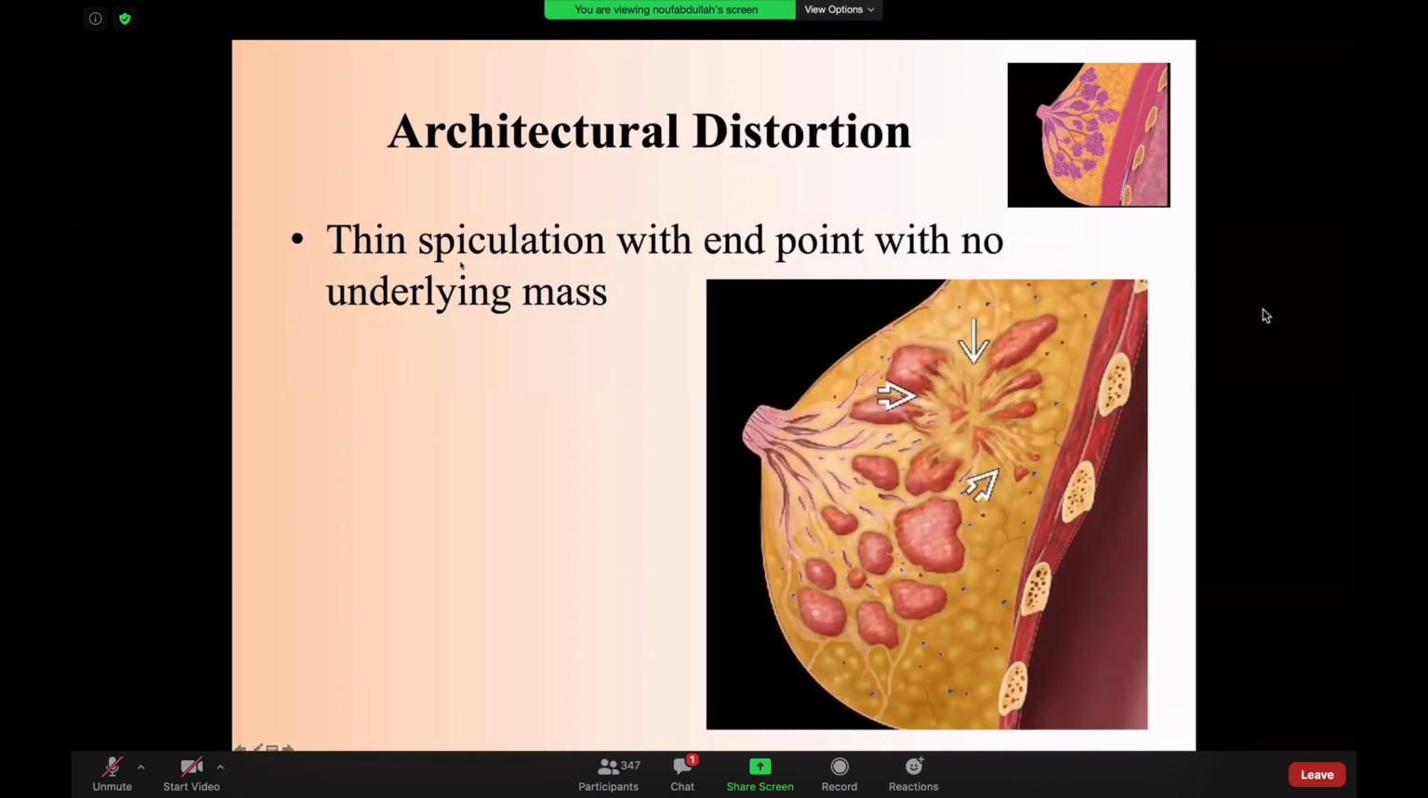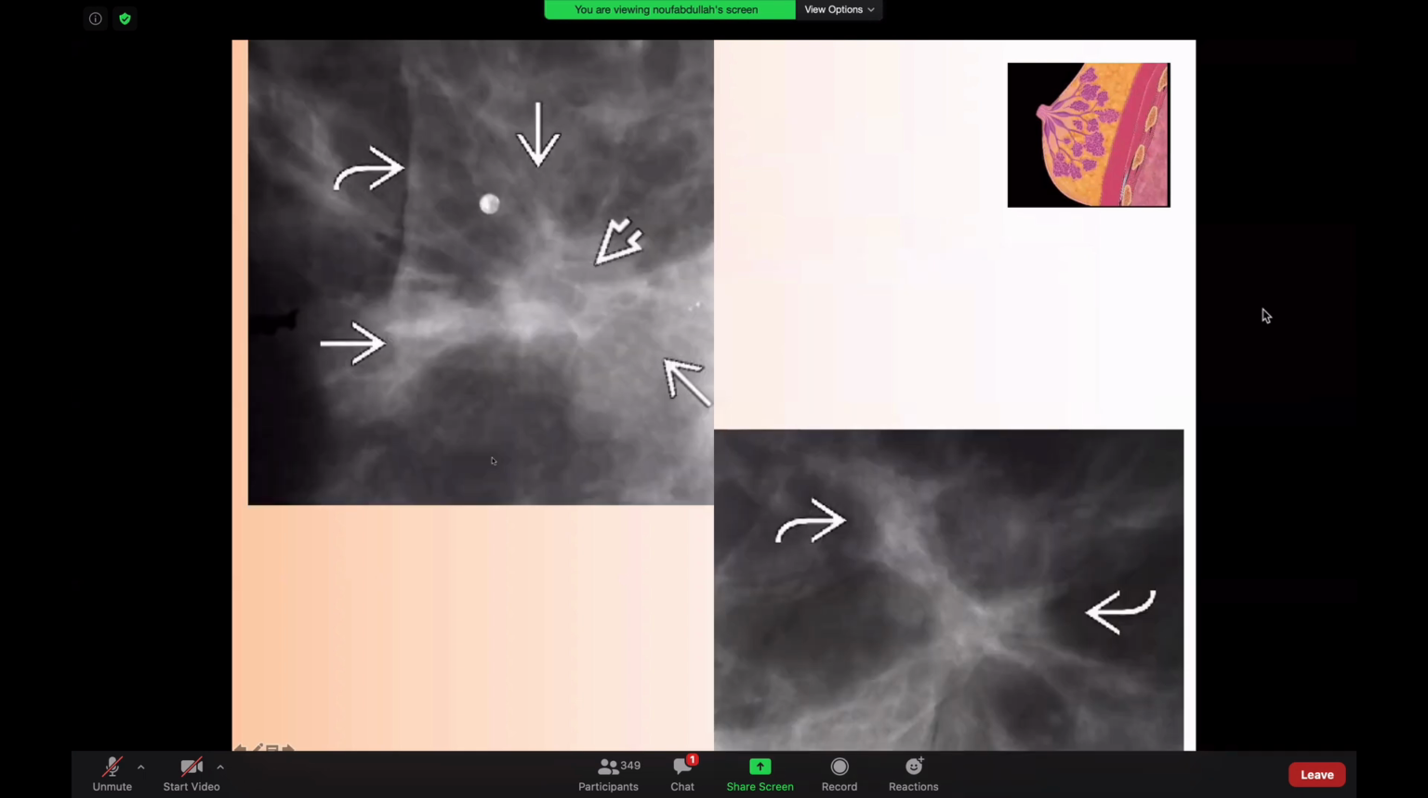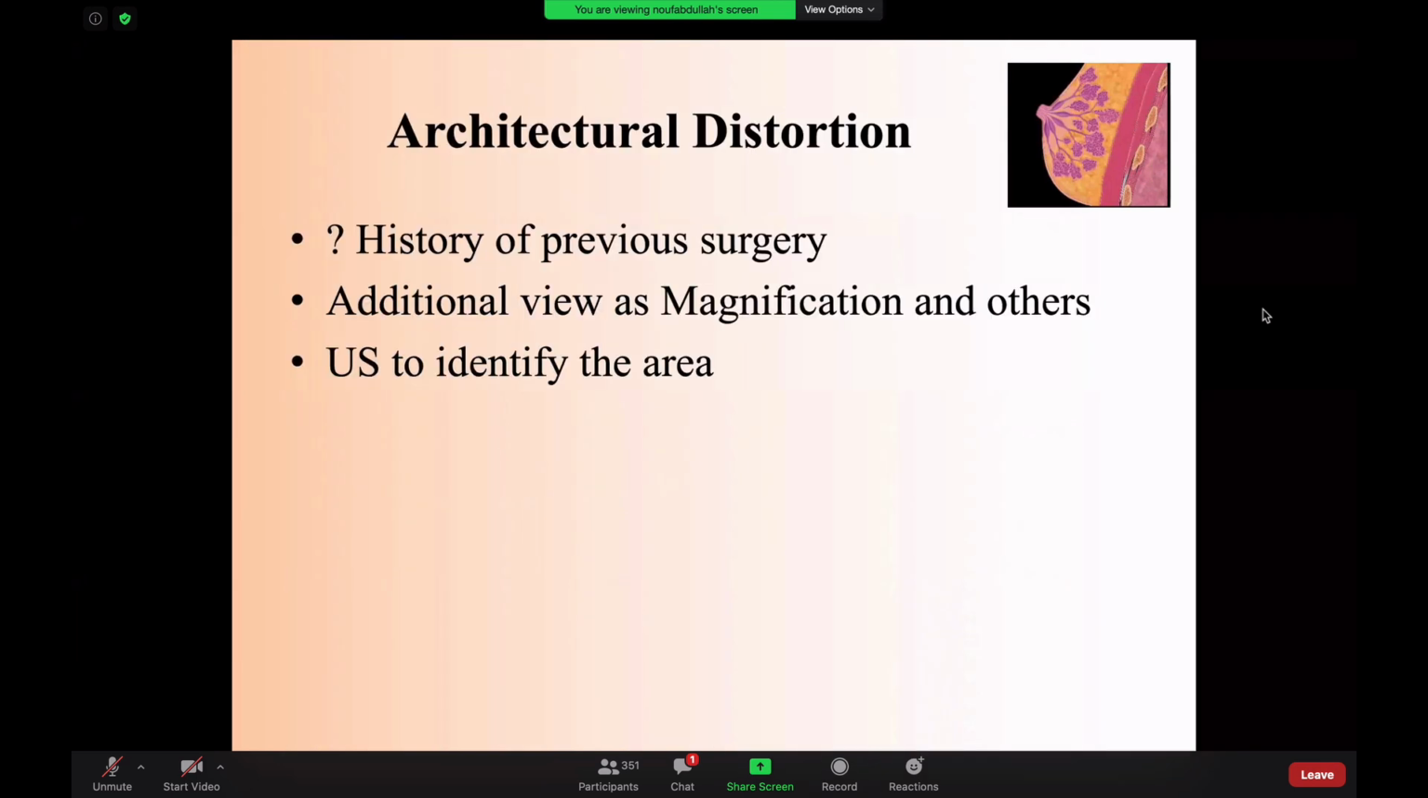So what's the definition of an architectural distortion? Architectural distortion is when you look at the breast and you see that there is no real mass. However, you see thin spicules radiating from that area, very tiny, thin spicules. And this is how it looks. So when we look at the mammogram, you see here that there are isodense or dense lines radiating. However, there is no underlying central mass. This is another example. The differential diagnosis of architectural distortion: radial scar is one. Cancer is another differential diagnosis, or post-operative changes.